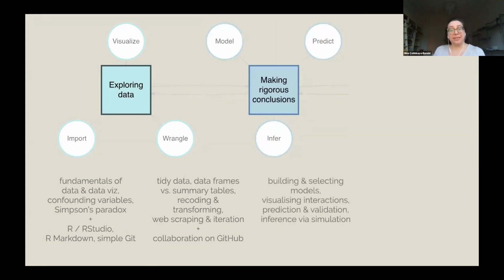Next, we get to the statistics topic, and that's the making rigorous conclusions topic. And we start with modeling, and in fact get to multivariate models pretty quickly, visualizing these interactions and doing prediction as opposed to doing inference on these models to begin with, and also just a baby introduction to machine learning with prediction and validation, mostly to say this is how machine learning is tied to these things you're learning about, and you might be interested in learning more about it in a later course. And inference is also introduced at the end of this unit via simulation.